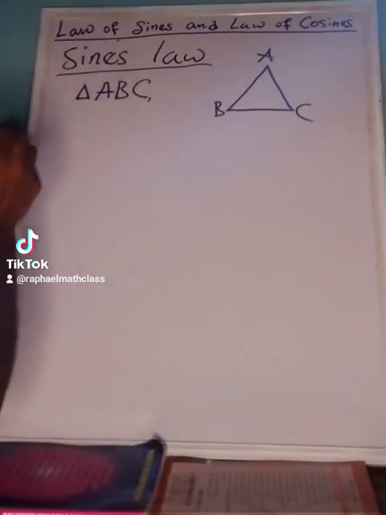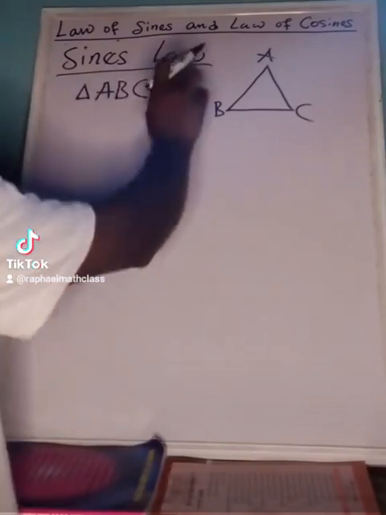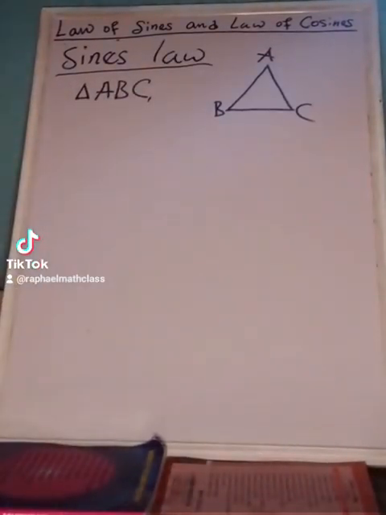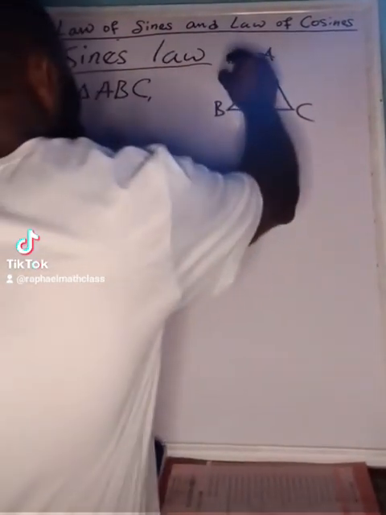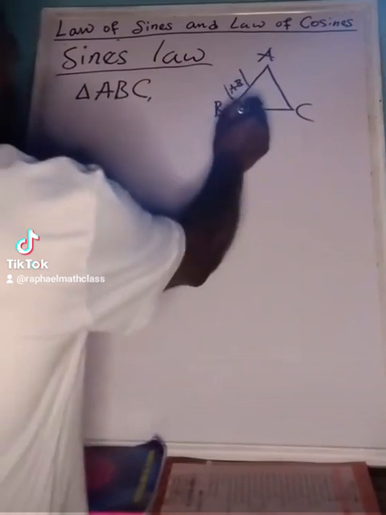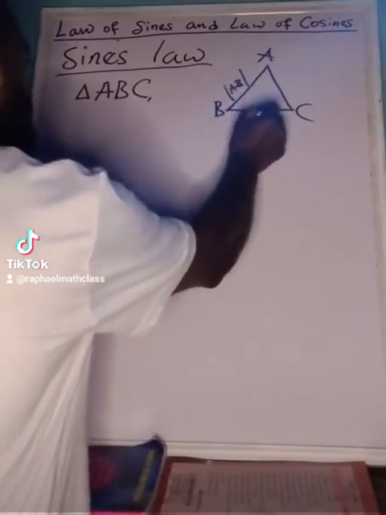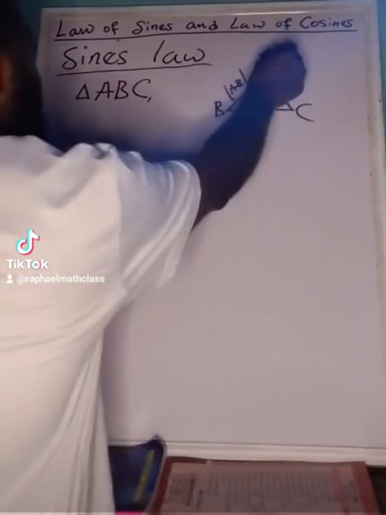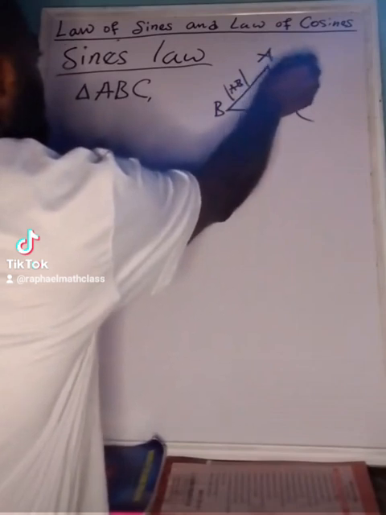Where side AB, look at our side AB here. This is our side AB. You understand? This is our side AB. This is our side BC. And this is our side AC. Please take note of that.